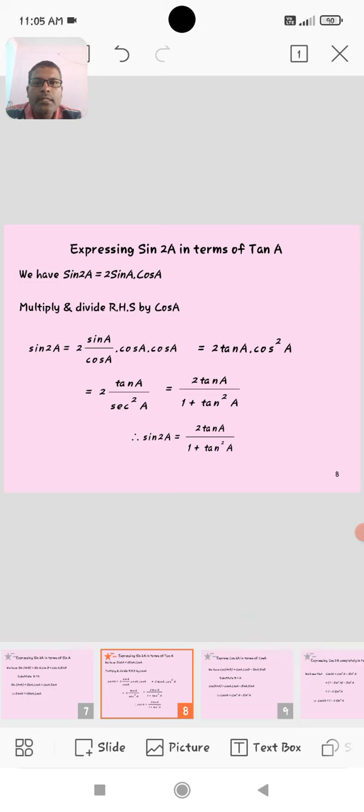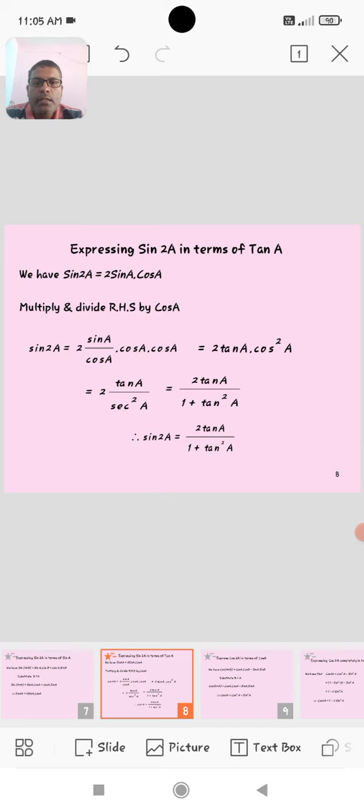How to write cos square a? 1 by secant square a is also possible, because the reciprocal of cos is secant a. So 2 tan a by secant square a is equal to 2 tan a by, and how to write secant square a? 1 plus tan square a is also possible. Therefore, finally we get sin 2a is equal to 2 tan a by 1 plus tan square a.